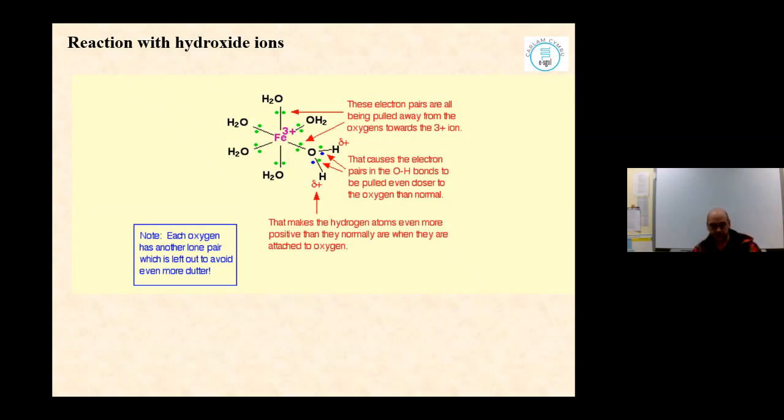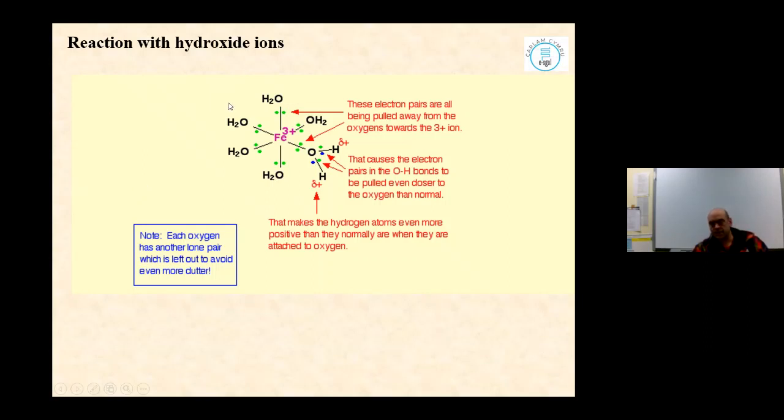So the next bit I'm going to talk to you about is the reaction with hydroxide ions. Hopefully you know that when you add hydroxide ions to these substances, they can form precipitates. In the sessions we've done for year 11, GCSE chemistry, believe it or not, I have done a lesson on how to write ionic equations for precipitation. But we're just going to look at why these things form precipitates.